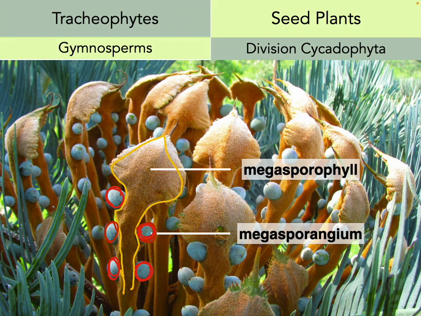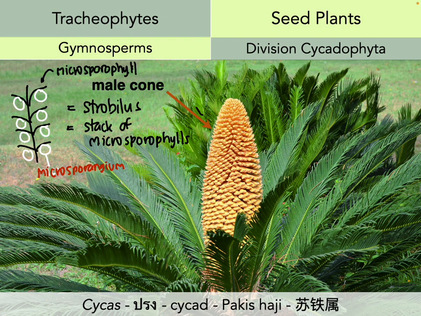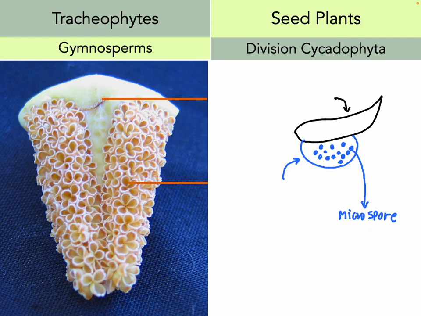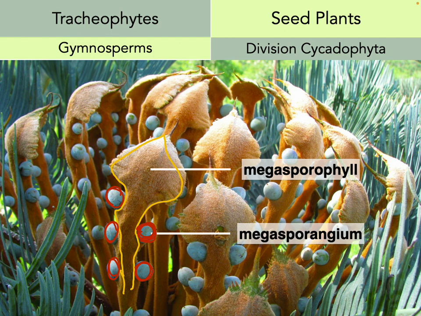All right, are we good with cycadophytes? Now we recognize the cycad. It looks like a palm in general, but there's a separate male and female plant. The male plant has this gigantic cone in the middle with this structure, and the female plant has this smaller, not so much like a cone, with the megasporophyll and megasporangium. That's it.